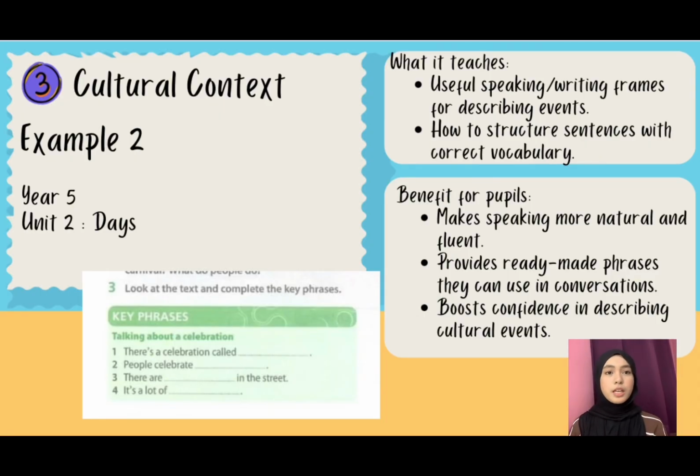For example, if they want to talk about Chinese New Year, they can use the frame: there's a celebration called Chinese New Year. People celebrate by visiting family, giving ang pao, and enjoying traditional food. It's a lot of fun.